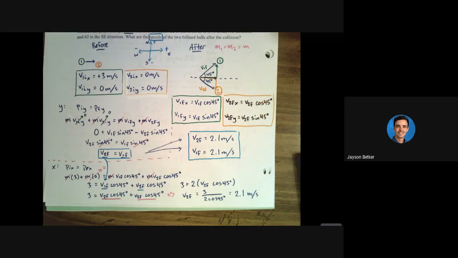I feel like this has been a long enough lesson as is for today. So I'm going to save the other example for tomorrow. I'll do example number 2 for conservation of momentum in 2 dimensions. That means that we are done for the day.